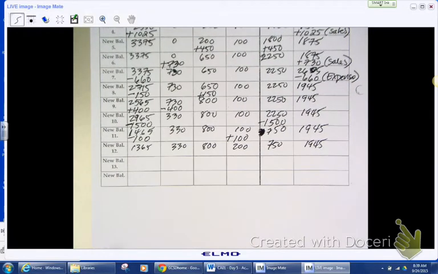Good. All right. What do we got next? Mr. Cobb. We are on number 12.